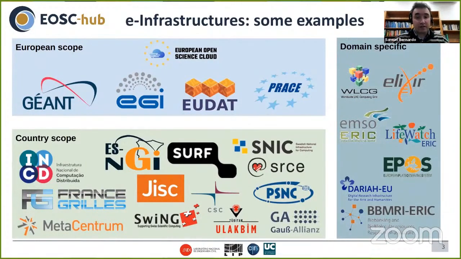GÉANT provides the European academic network backbone. EGI federates compute and data infrastructures, and it is not only in Europe, it extends to countries worldwide. EUDAT provides data-oriented services, and PRACE provides access to high-performance computing machines. In the context of OpenCoastS, we have two examples of country-scoped providers: INCD from Portugal, where I belong, and CSIC from Spain.